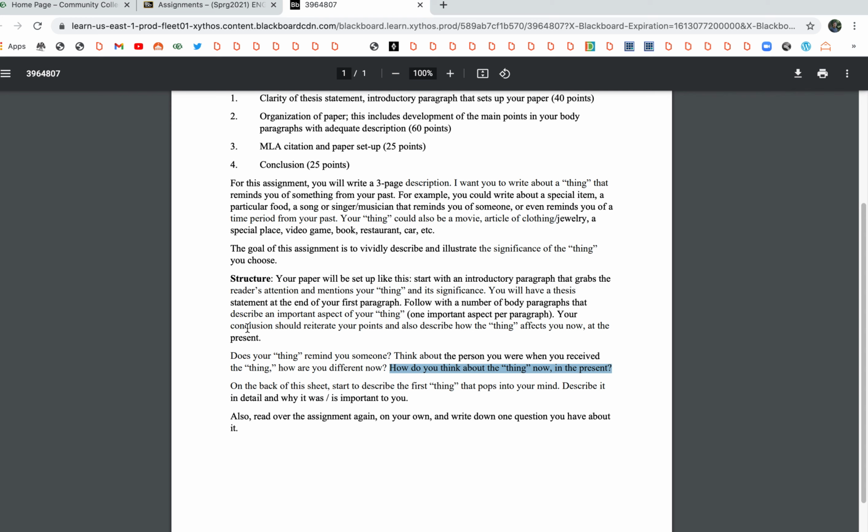When you received the item, when you picked up the item, who was with you, what were you doing, what were you feeling, thinking, being at the time. How has it changed over time? Do you still have it? What do you think about it now in the present?